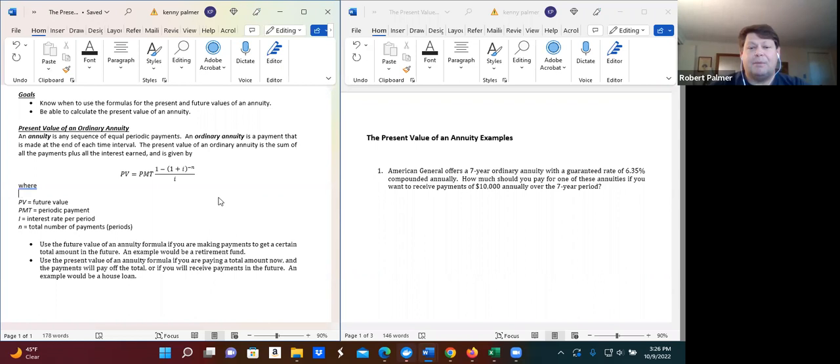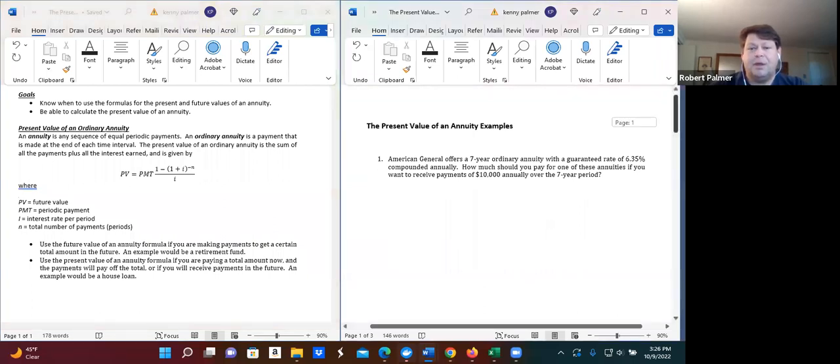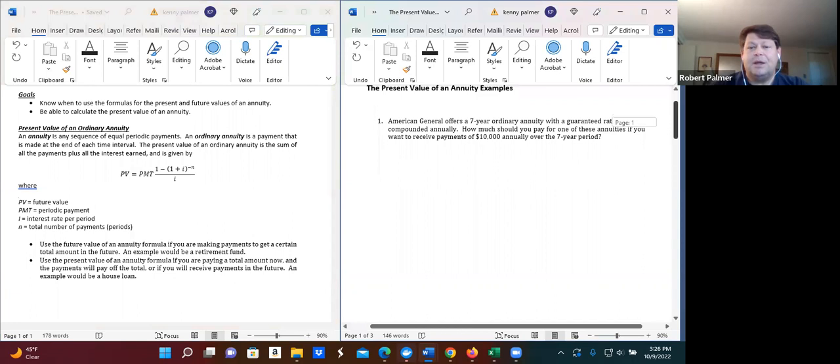So let's take a look at some examples over here on the right. Let's see what sort of situation we have. Number one says: American General offers a 7-year ordinary annuity with a guaranteed rate of 6.35% compounded annually. How much should you pay for one of these annuities if you want to receive payments of $10,000 annually over the 7-year period?